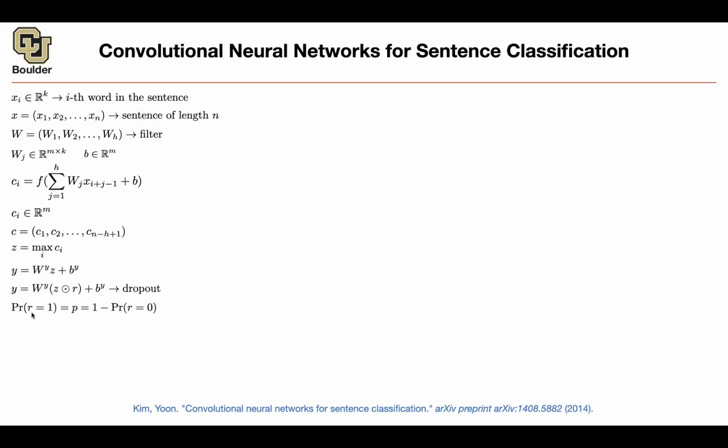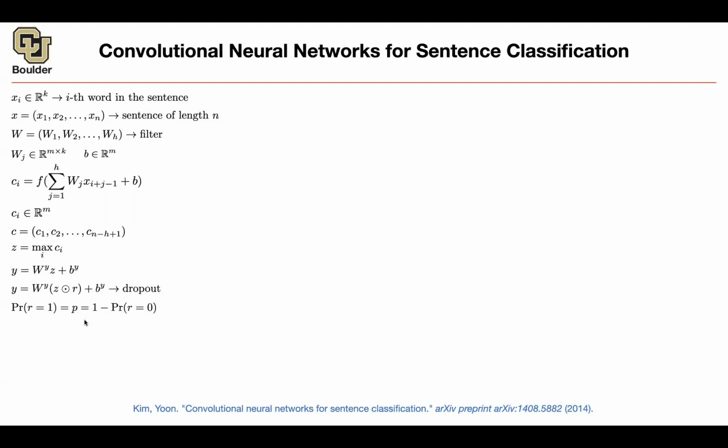And what is R? With probability P, you're going to drop a neuron, so you're going to multiply that by a 0. So you're dropping it. And with probability 1 minus P, you're keeping that neuron. So with probability P, you're dropping it, and with probability 1 minus P, you're keeping it. That's going to give you the dropout algorithm. And this is going to happen for each data point that goes in.